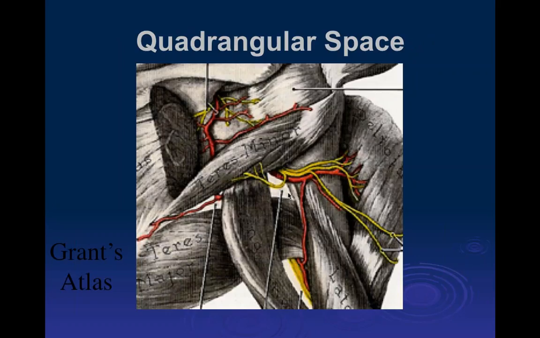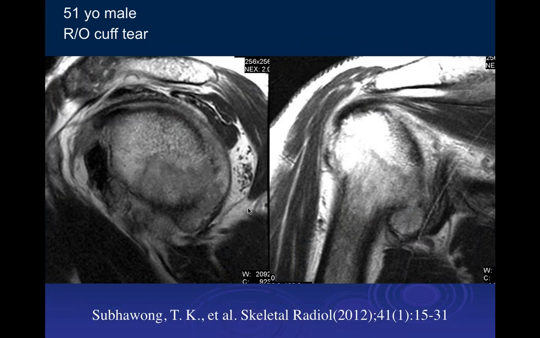So here's the quadrilateral space in through here, and here are the axillary vessels and nerves coming out. You can see they go to part of the deltoid, to the teres minor, teres major, and the triceps area.